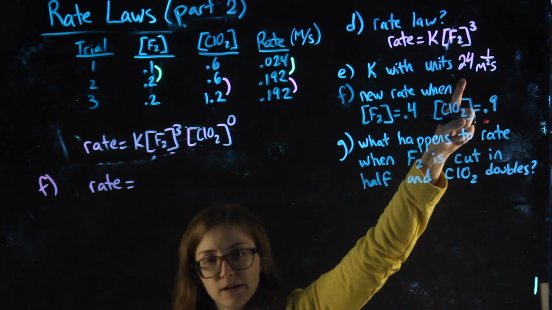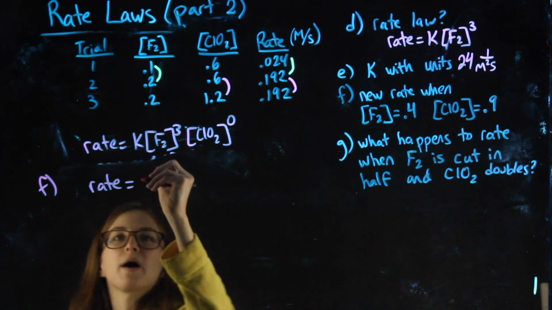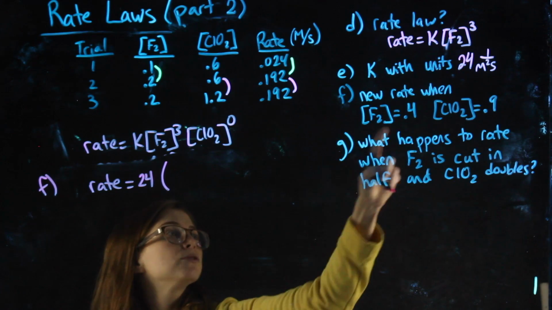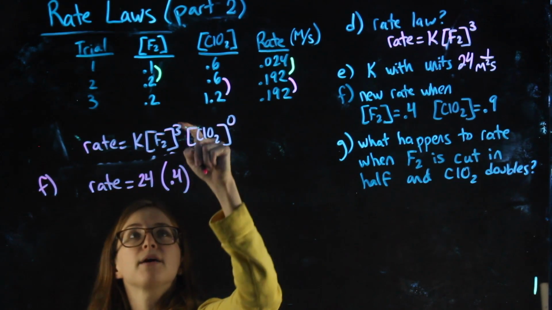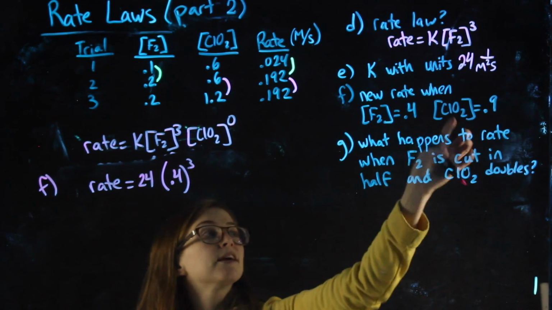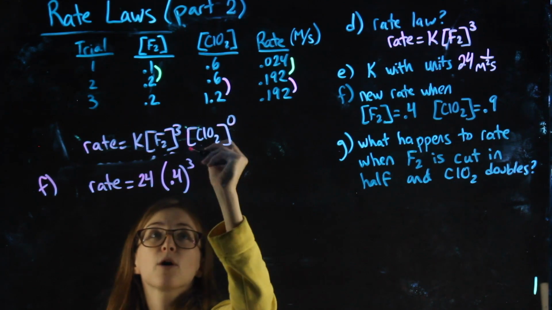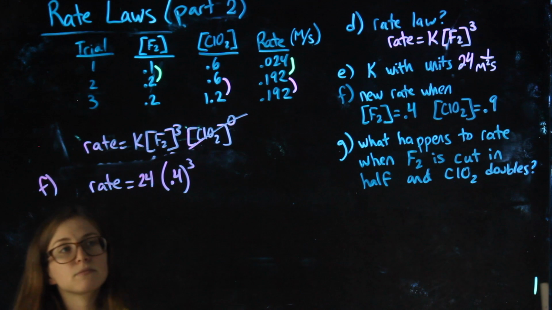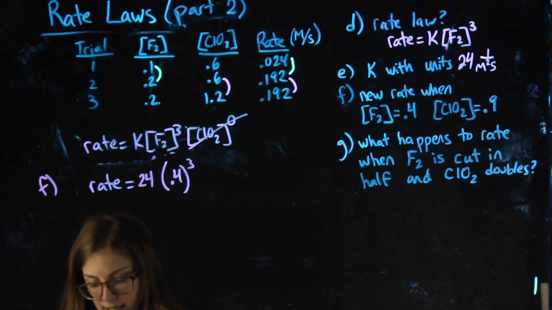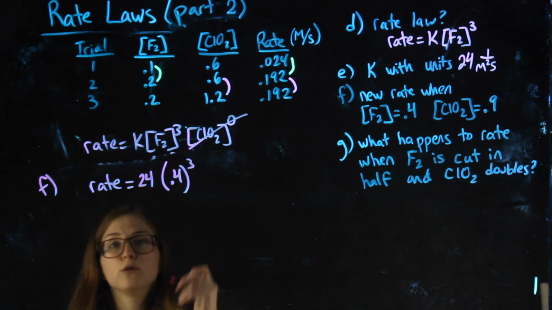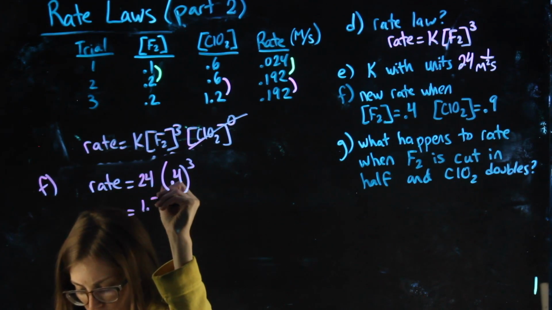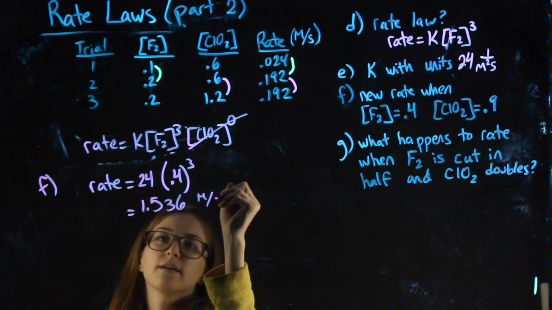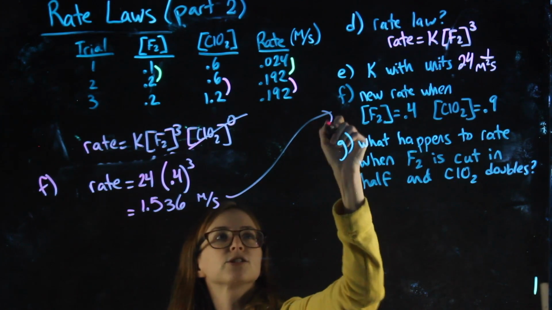I know my K value. Again, it's a constant, so I can keep using it once I know it. F2, they told me is 0.4. My rate law says to cube it. They give me a value for CLO, but it's to the 0 power. I don't need it. So they gave me information I didn't need. 24 times 0.4 cubed. You should get 1.536. And our rate is always in molar per second. And that's my answer for F.